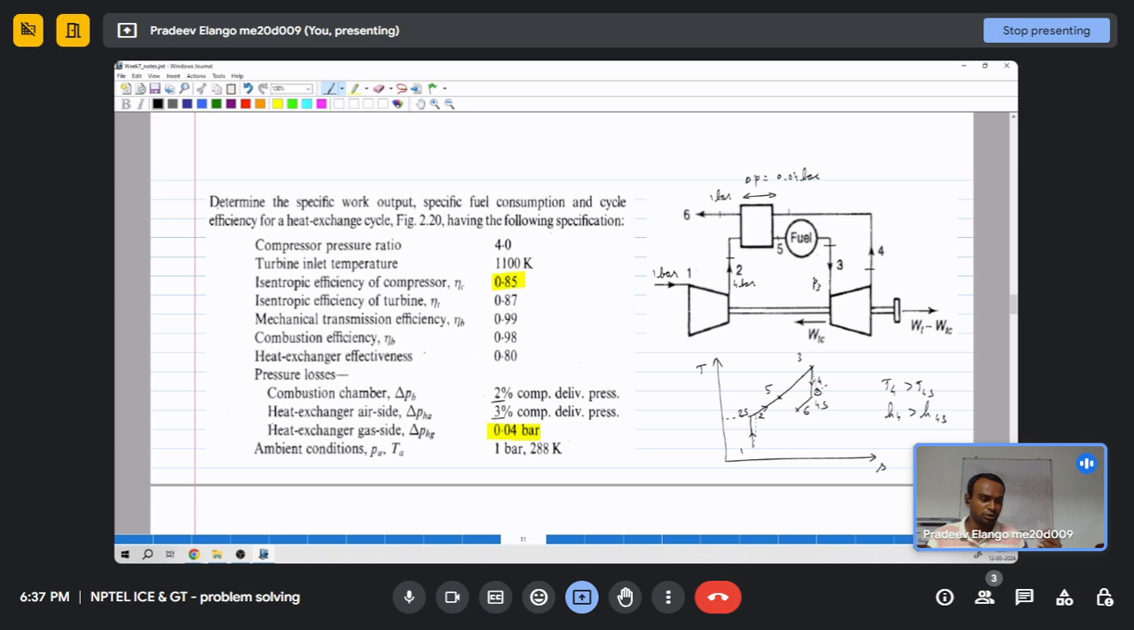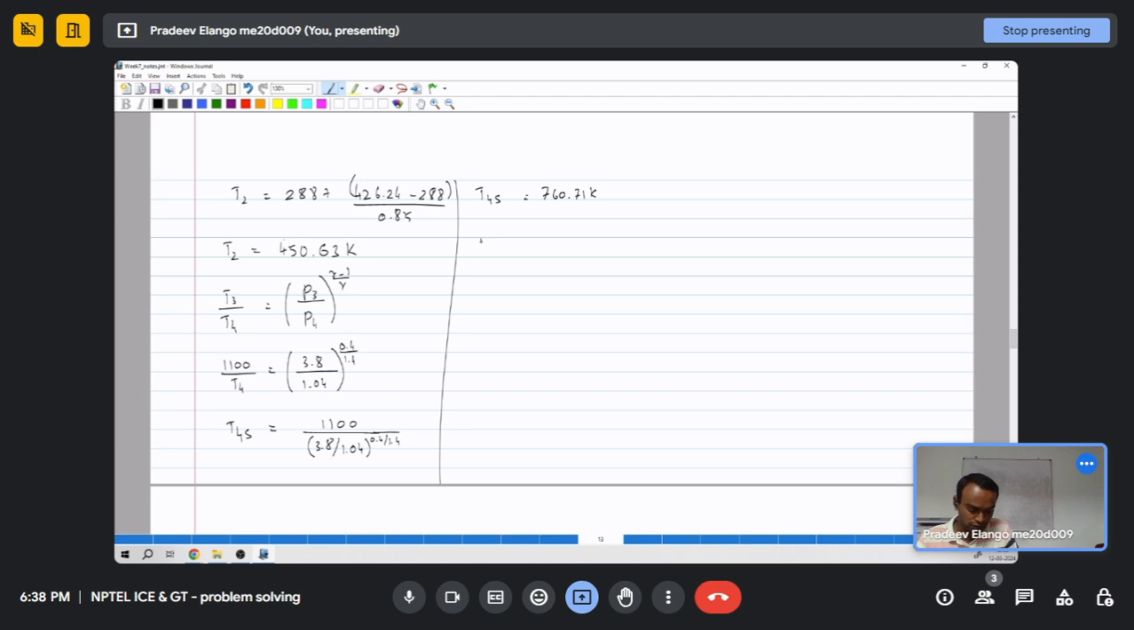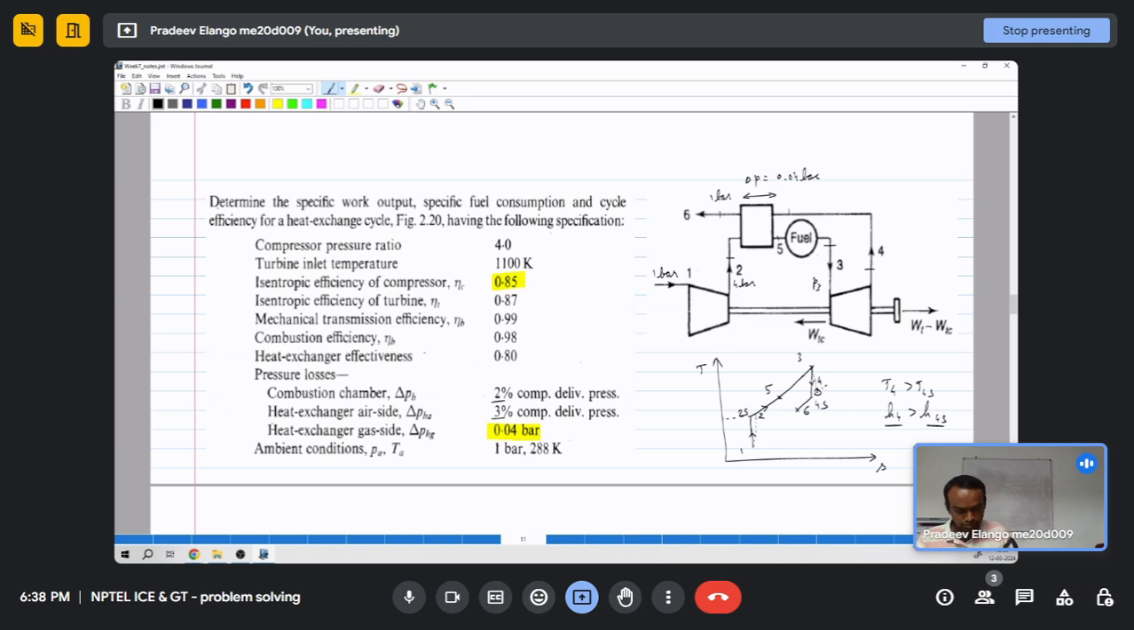Because of this, the turbine output energy, that is H3 minus H4, will become lesser for the actual case. So we have the isentropic turbine efficiency given, and that will be actual work output divided by ideal work. Ideal work is obtained by H3 minus H4S, whereas in actual we will end up with H3 minus H4. The isentropic efficiency of the turbine is 0.87.